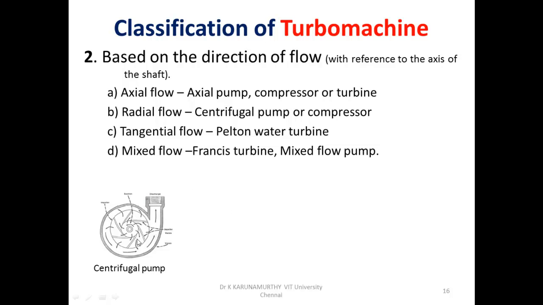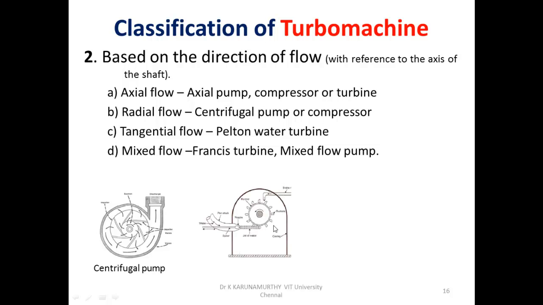This diagram shows the direction of movement of the fluid in a centrifugal pump. When the fluid enters the blades, because of the rotation of the blade, the energy is transferred from the impeller to the fluid, and because of this the water moves in the radial direction, meaning from the center it moves radially outwards. So this is an example of a radial flow turbomachine.